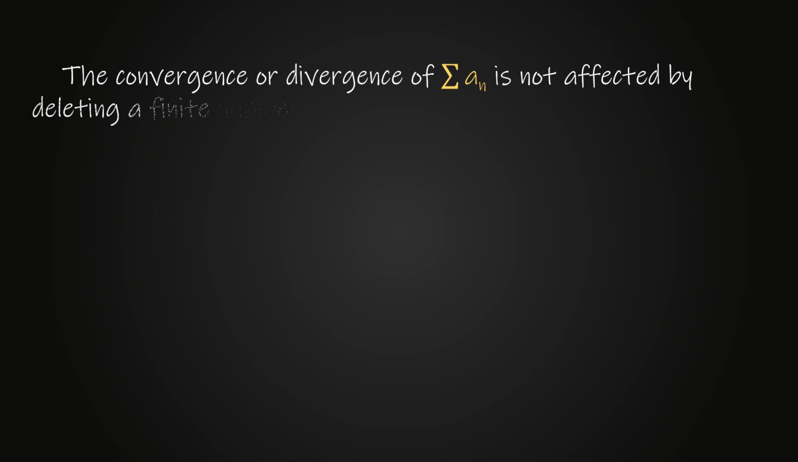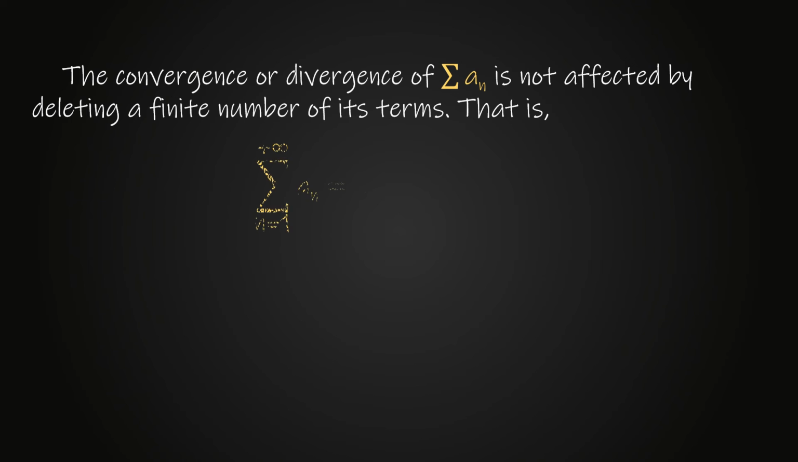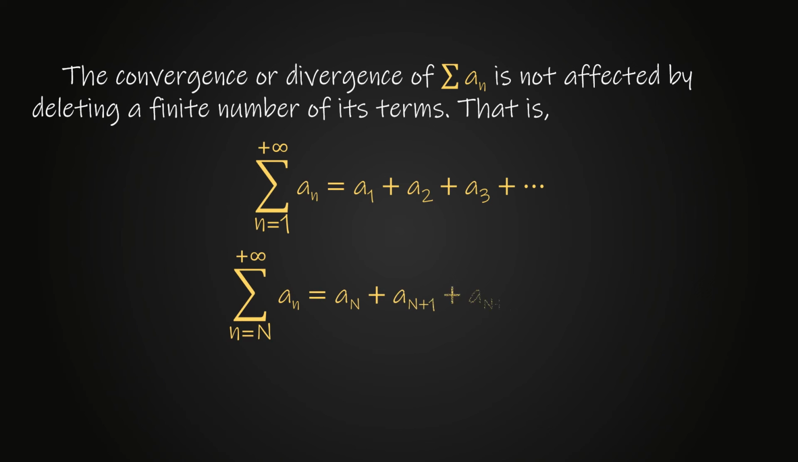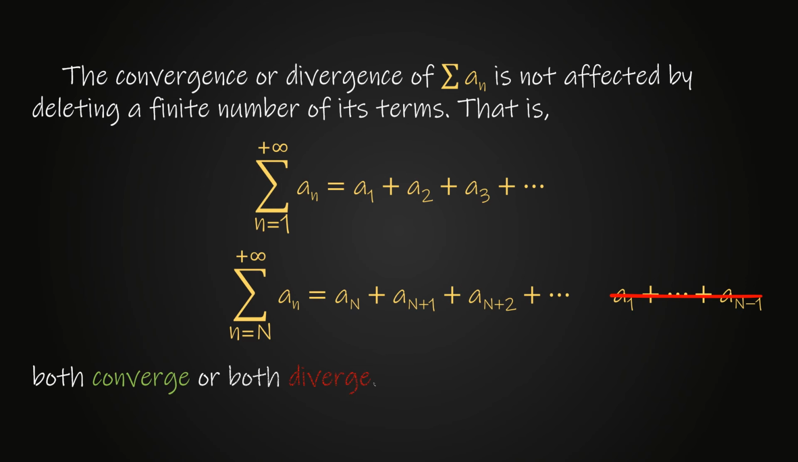The convergence or divergence of a series is not affected by deleting a finite number of its terms. That is, a series from n equal to 1 to positive infinity, and the same series in which the terms before capital Nth term have not been included. Either both converge or both diverge.